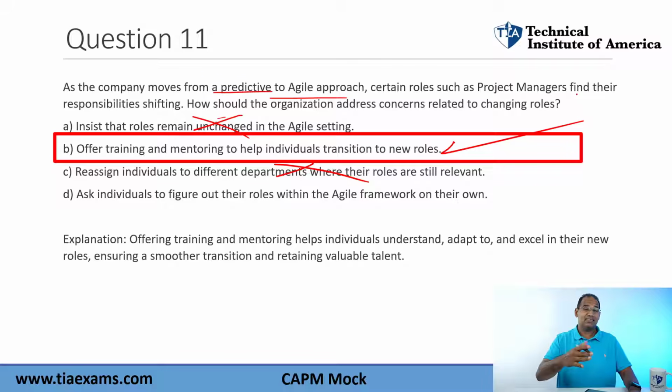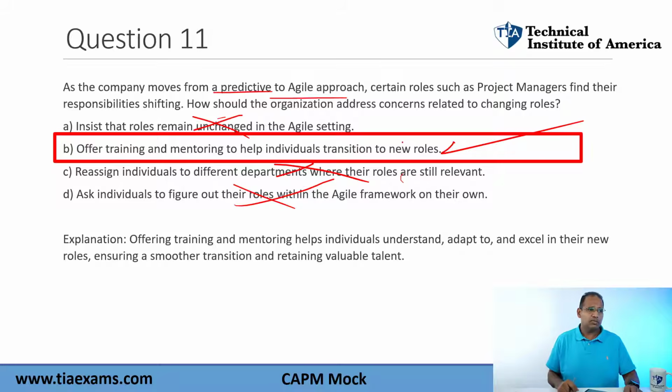If you see a choice that's like firing someone or getting rid of someone, it's never the answer. Ask individuals to figure it out on their own: you just leave the problem alone or you give it to them to fix. Never give away your problems. Remember that when you're taking your exam. If one of the choices seems like you're giving away your problem, it's not the answer. Remember that.